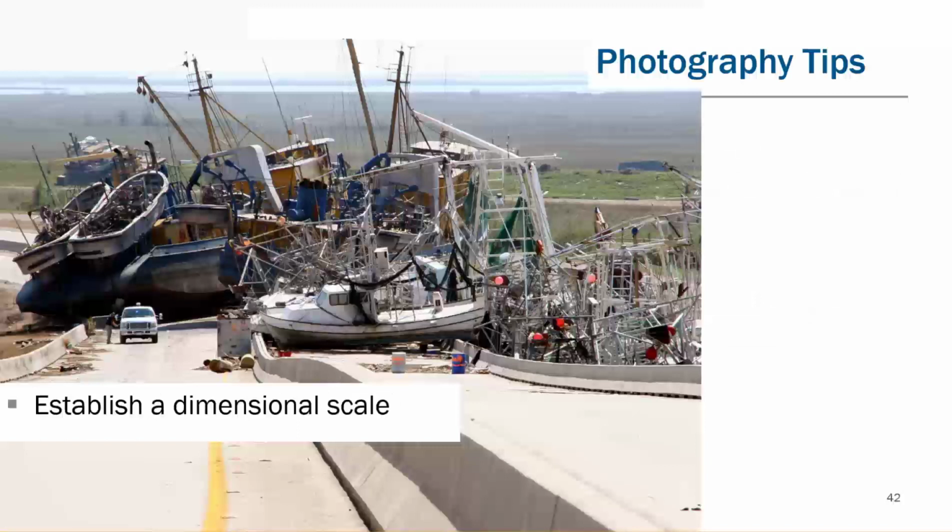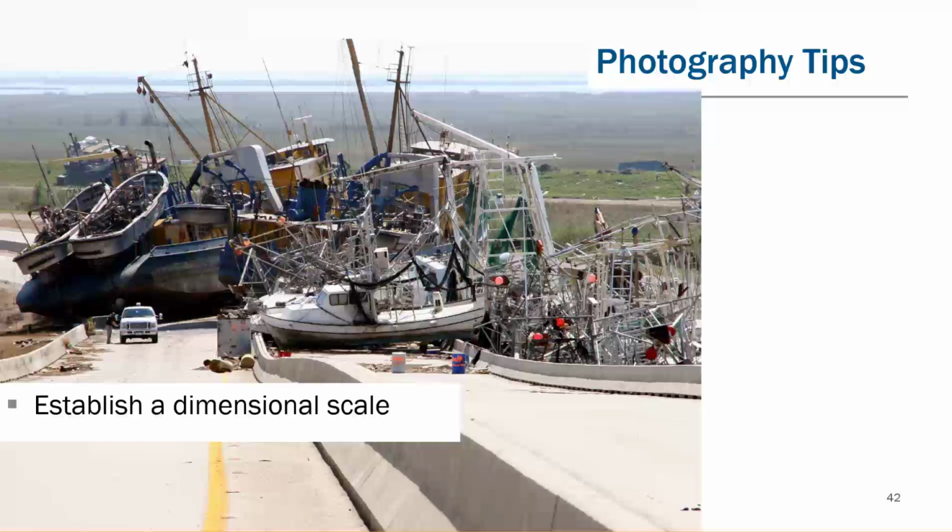Photography tips. Make sure there's a scale. It seems pretty straightforward, but it's not always. Like if that truck wasn't in that picture, I really would not have a great idea of how big those boats are. Those are some pretty big shrimp boats, but they're not commercial shrimp boats, so they're only about 2 lanes of traffic, 24-ish feet. So make sure you have some sort of scale in there.